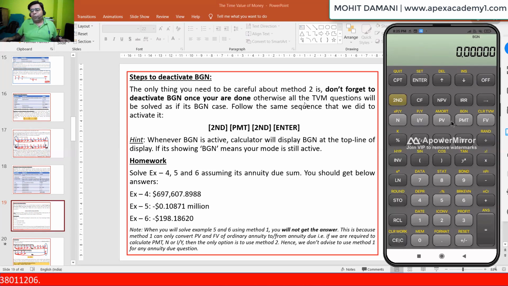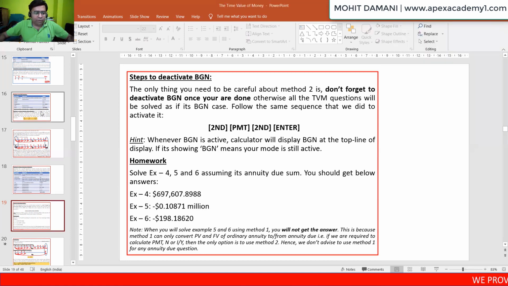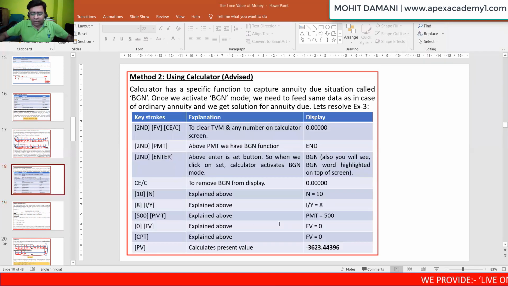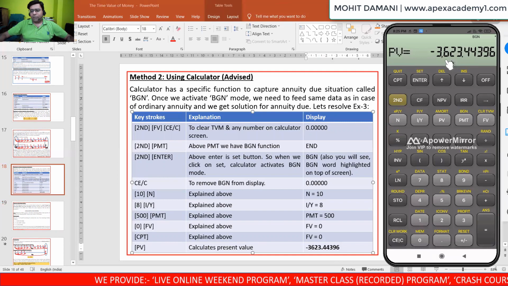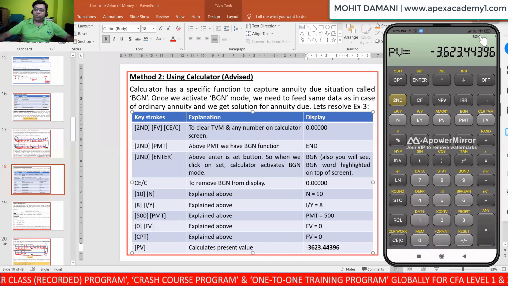If now I compute PV, I get 3623 instead of 3353, which is what we were getting before. Here we are getting 3623 after BGN, and you can match this with our solution also. It's the same, 3623, because BGN is activated.